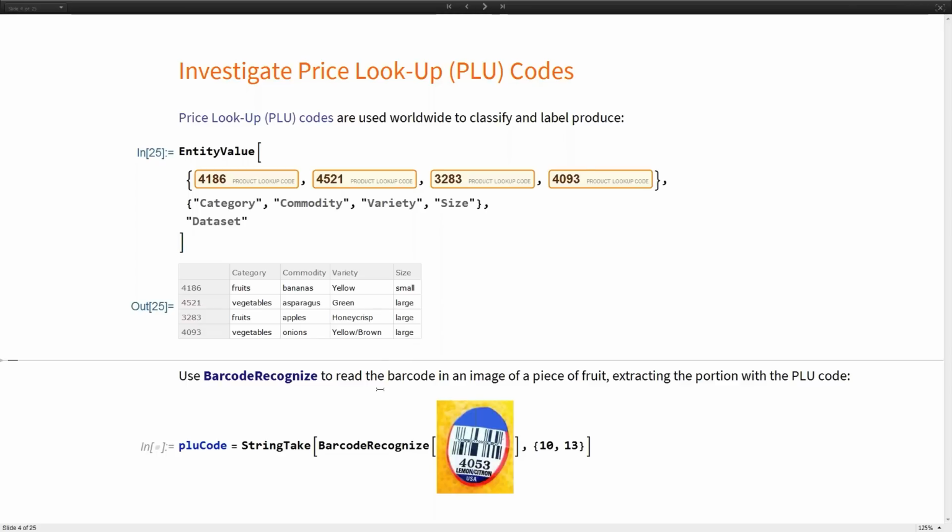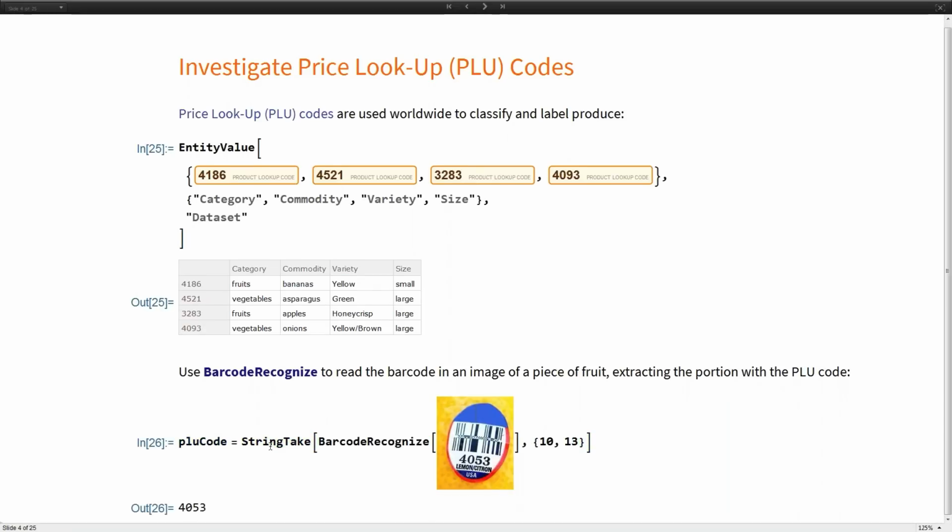And the nice thing about these, if you've been to a grocery store and you've seen the fruit or other produce, it typically has barcodes that look kind of like this on them. And the nice thing is that the built-in function BarcodeRecognize can actually read that without much trouble. And in fact, here I'm just doing a quick StringTake operation to pull out only the portion that actually has the PLU code in the barcode. So you can see that number is pulled out from there.